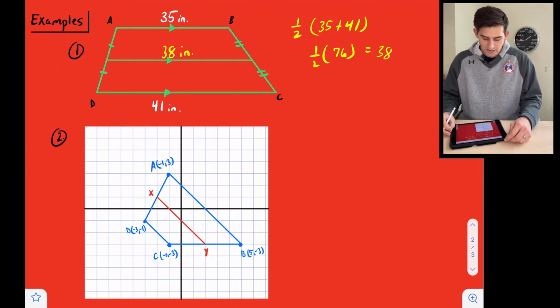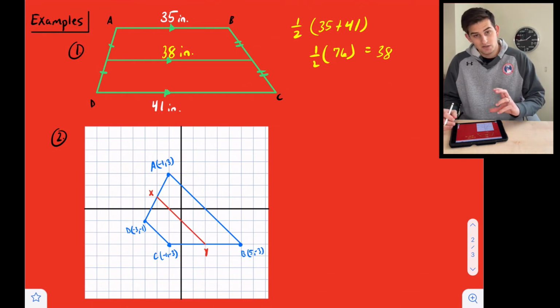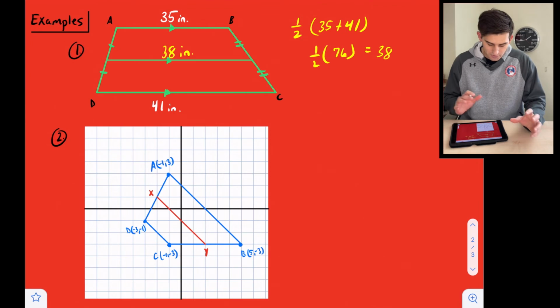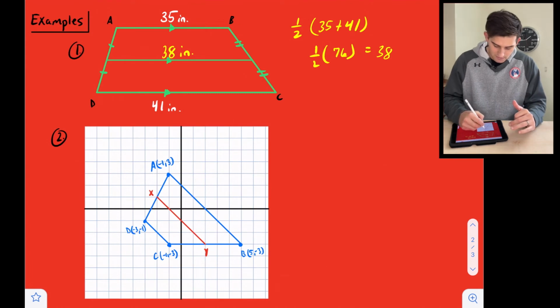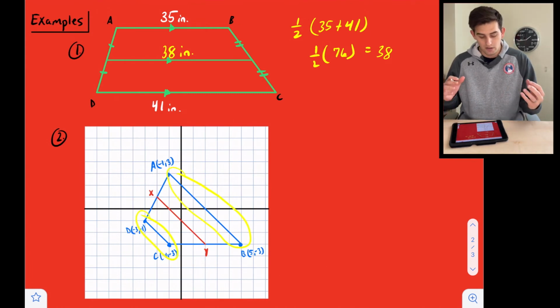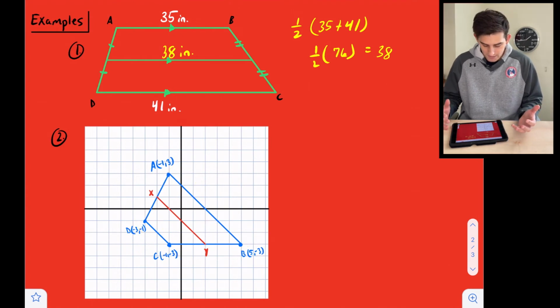So easy enough. Now, when we talk about it in a coordinate plane, it could get a little trickier because we might need to use the distance formula. So let's look at our trapezoid here. Notice that the bases are not on the top and the bottom, right? So if I see this base here, we can tell that those two are parallel to each other. We could verify that by finding the slope of those two lines, but they look parallel, right?